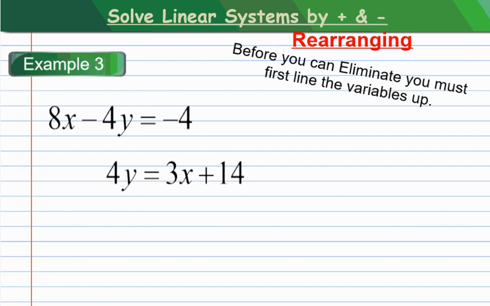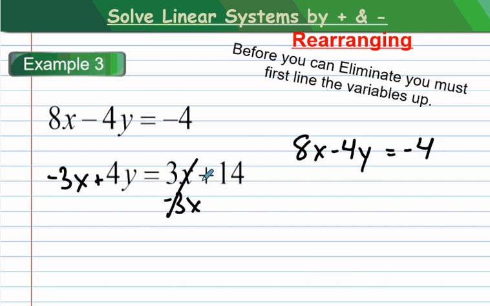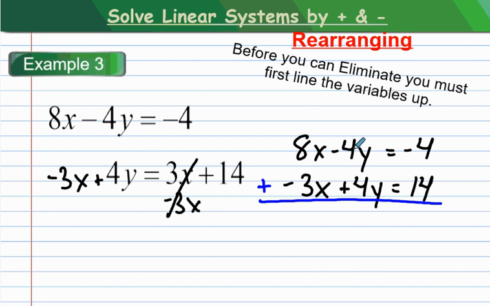So what do I need to do? I need to subtract the 3x from each side so that this will be lined up. So what this will end up looking like is the 8x minus 4y will equal the negative 4. When I subtract the negative 3 over, I'll then get minus 3x plus 4y equals 14. Now it's set up. I'm going to solve using addition because the signs are opposite, negative 4 and positive 4.